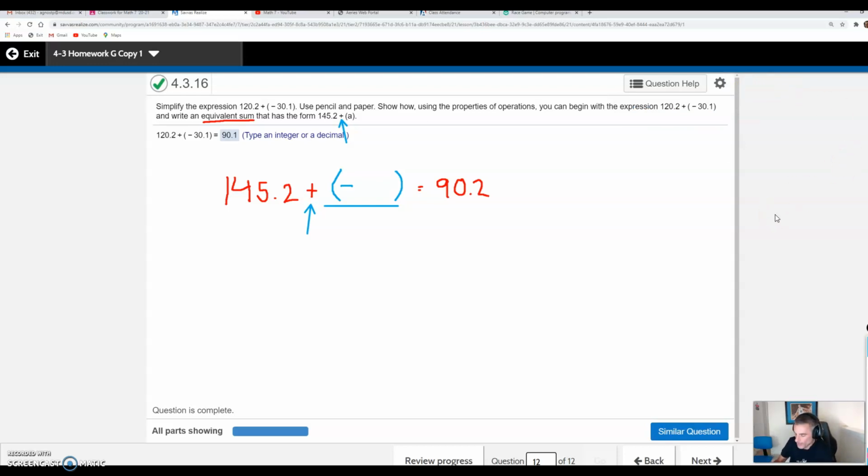Again, I'm pretty pro calculator. This unit is about whether we understand how to add positives and negatives. So I don't want you messing up just because of a decimal point or something like that. So we're going to do 145.2 minus 90.2, and I got 55, if you can see that. So subtracting 55 is the same as adding a negative 55.